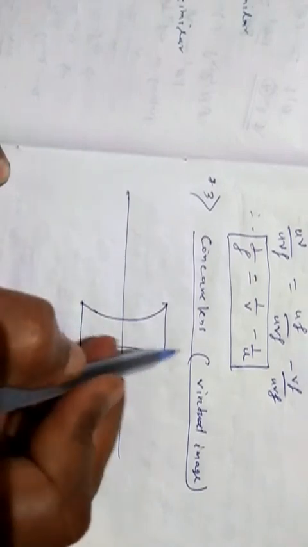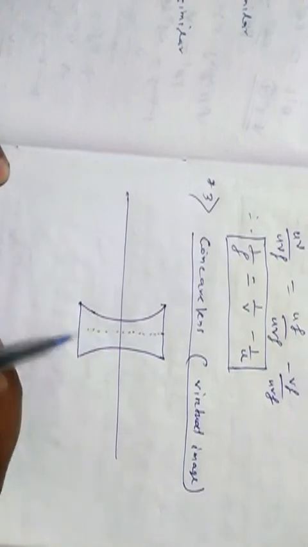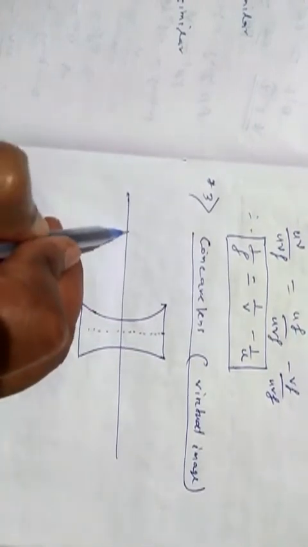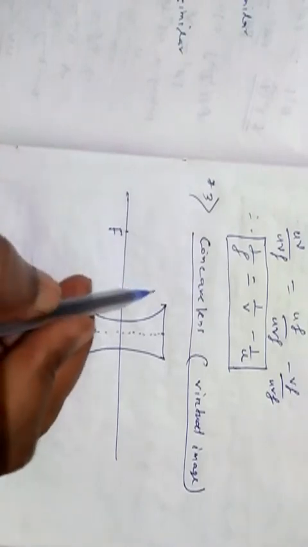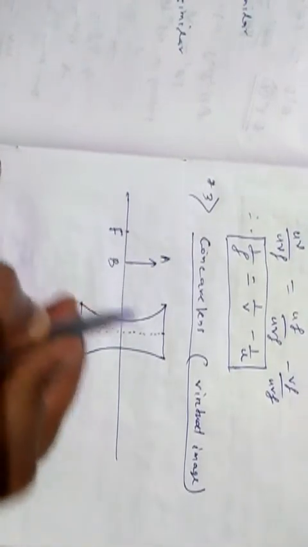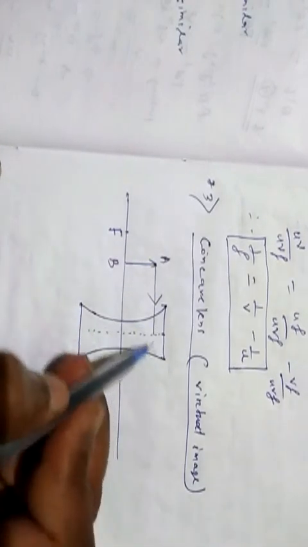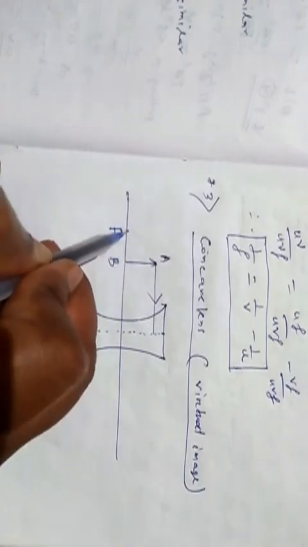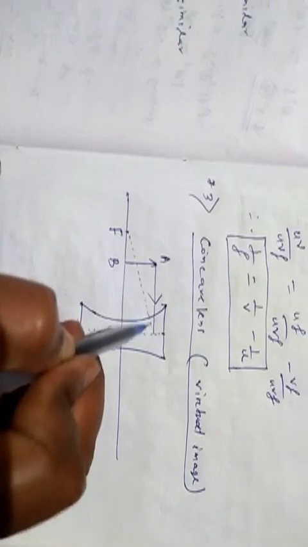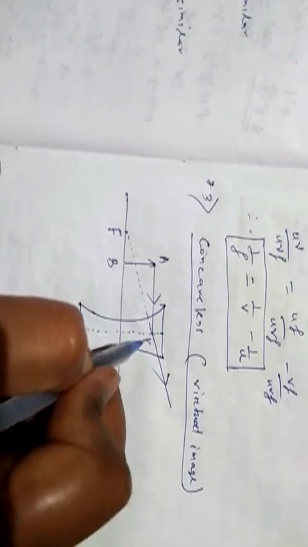It's a concave lens, principal axis. Take an object AB, take a ray that goes parallel to the principal axis. After refraction, it appears to come from the focus and goes along KL.